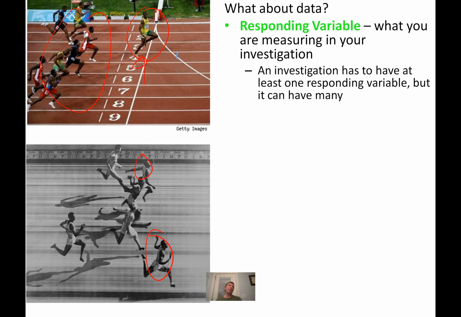Now, the data that we collect in our experiment is because of something that we call the responding variable. And the responding variable is what you're measuring in your investigation, okay? Now, every investigation should have at least one responding variable, but you can have many. There's no limit to how many responding variables you can have. There's also no limit to how many controlled variables you can have. You can put as many controlled and responding variables as you want in an investigation. Manipulated variable is the only one that you can only have one of. You only have one manipulated variable, and that's it.